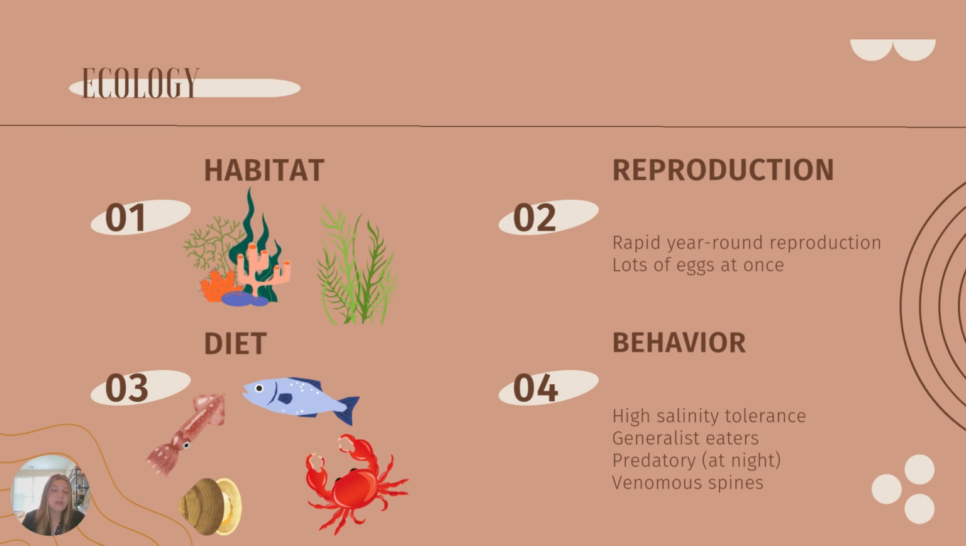Lionfish typically live in coral reef habitats and seagrass habitats. They have rapid year-round reproduction, reproducing a lot of eggs at once. Their diet consists of a lot of smaller fish, crustaceans, bivalves, and cephalopods like squid. Their behavior is shown to include higher salinity tolerance, generalist eating, predation at night, and venomous spines.